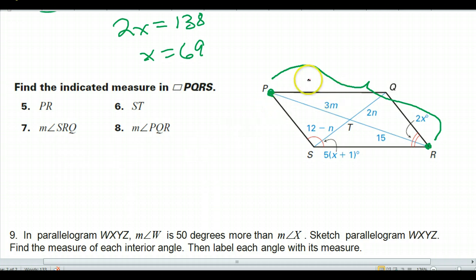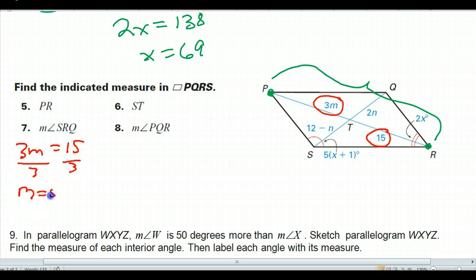Okay, so here are two things that should equal each other. I need a better color. For example, 3m should equal 15, because they're two parts of the same diagonal. So they should equal each other. So 3m equals 15. If I divide by 3 on both sides, that gives me m equals 5. Notice that is not any of the answers. That's just a variable. So there's more we'll have to do later. We'll come back to that.